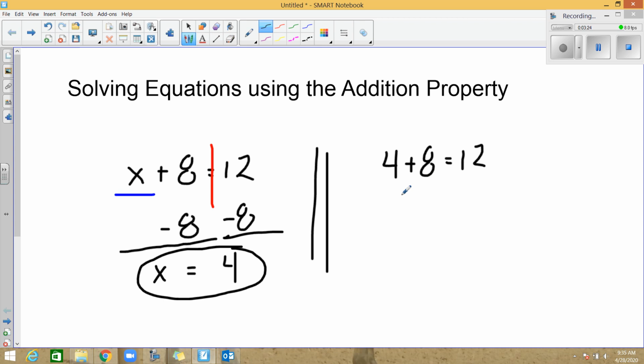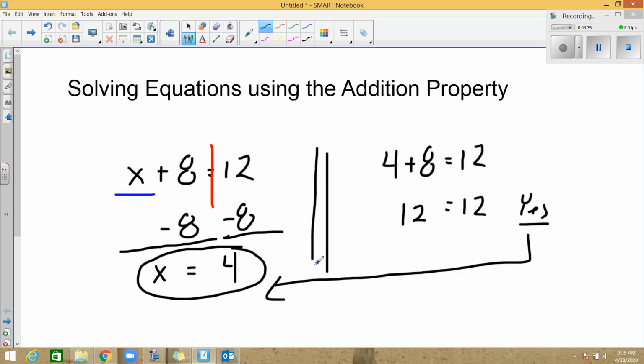Here again, simplify the left side and I get 12. Simplify the right side and I get 12. Does the left side equal right side? Well, if that answer is yes, then this is my correct answer. So you don't have to look in the back of the book. You don't have to wait for your friend to get done with their work.